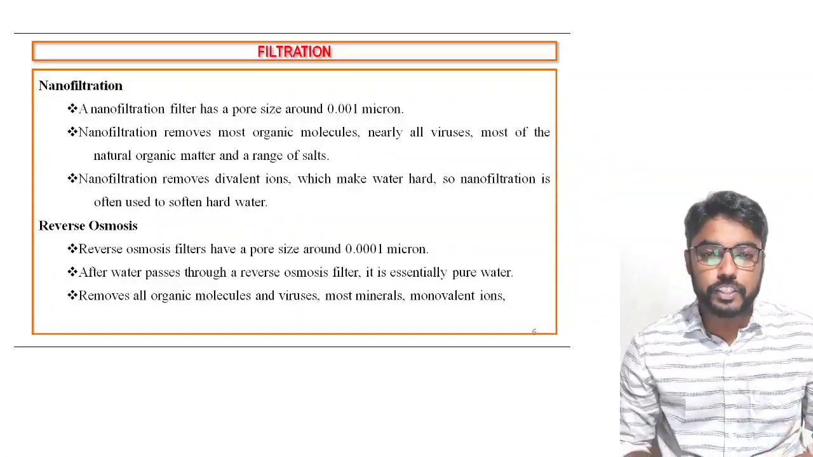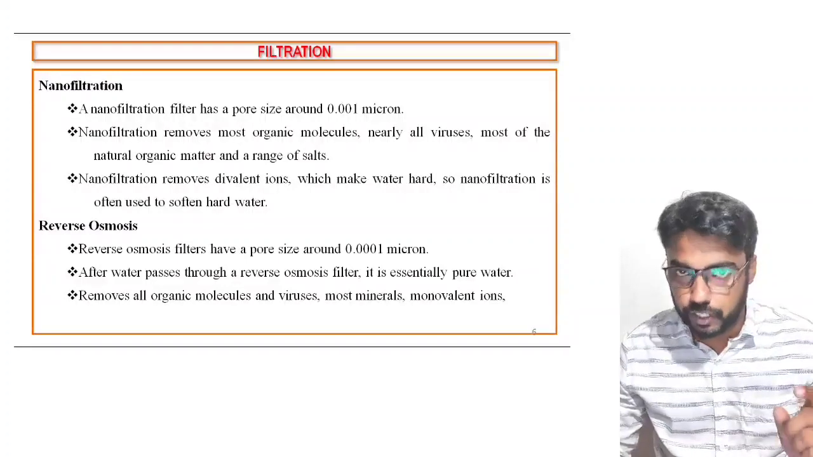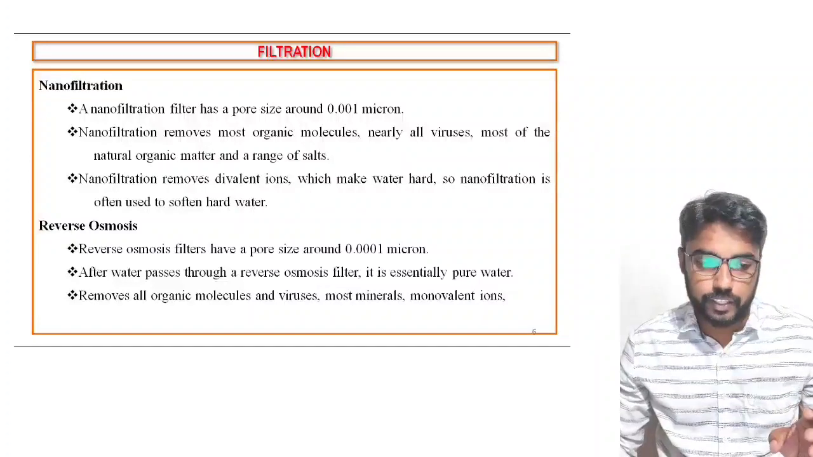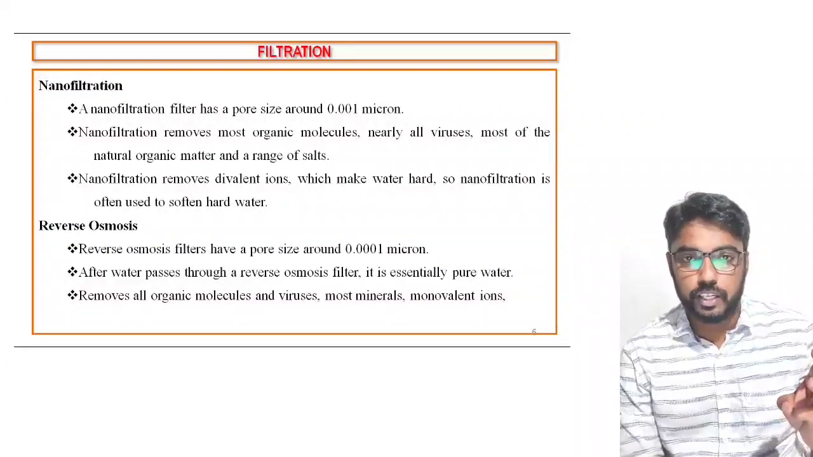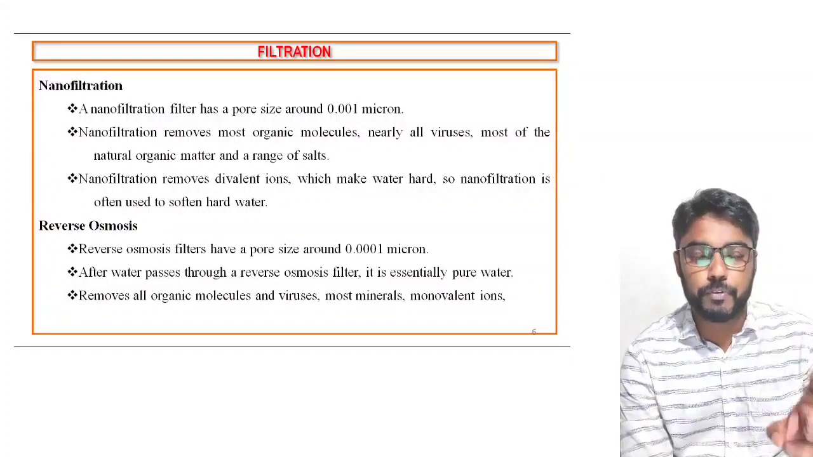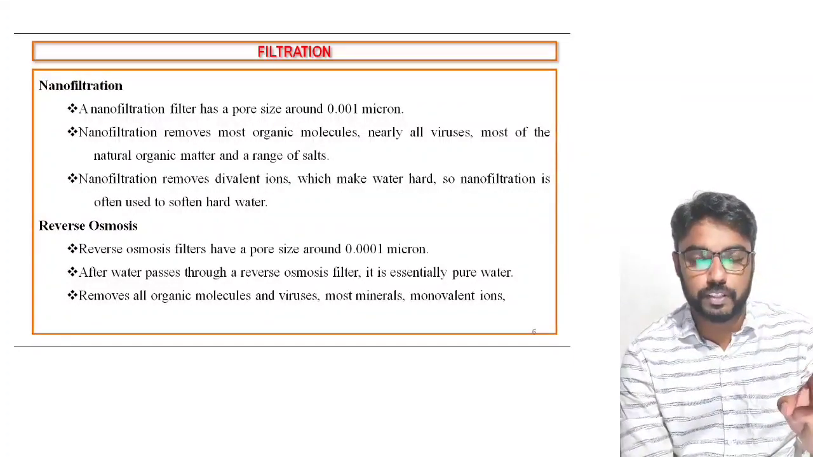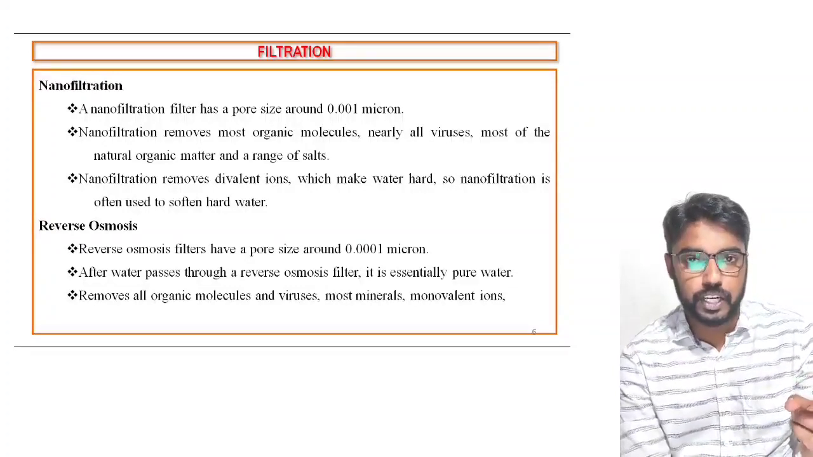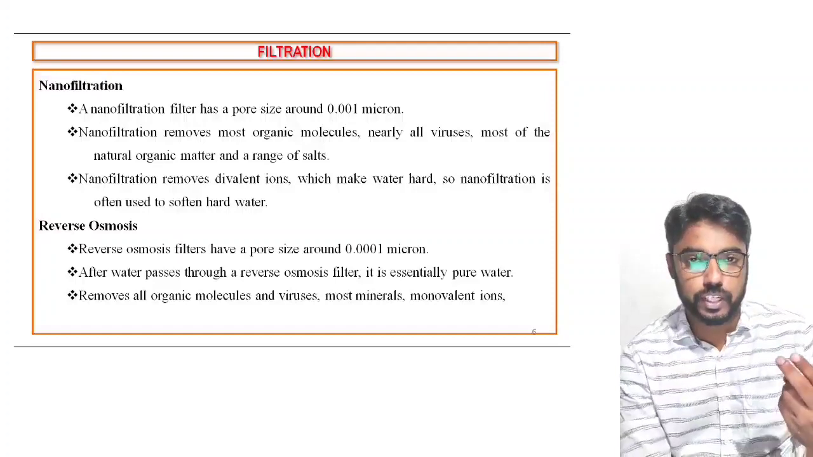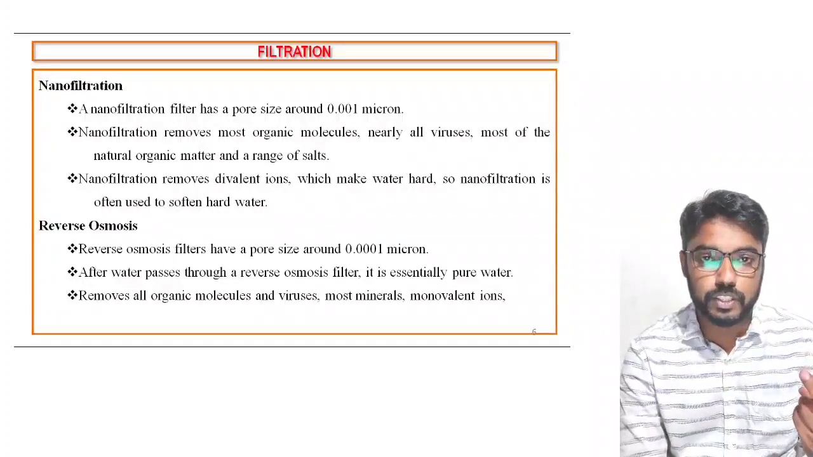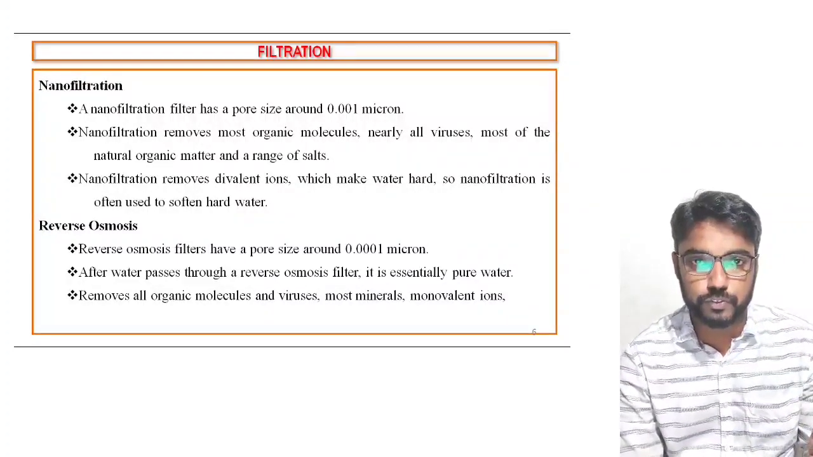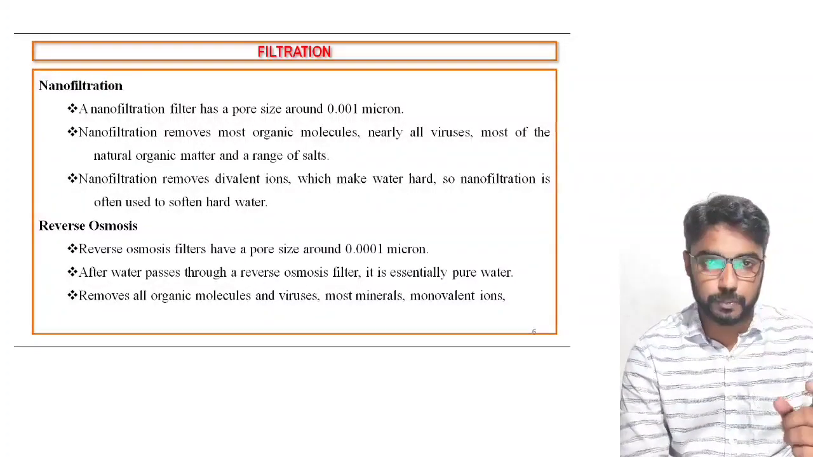This is about the filtration method that is used for water purification. In this filtration method, we told that two types of filters are used in the filter medium: surface filters and depth filters. After that, we discussed the modern technologies that came into the filtration method: ultrafiltration, nanofiltration, and reverse osmosis. This is about filtration.